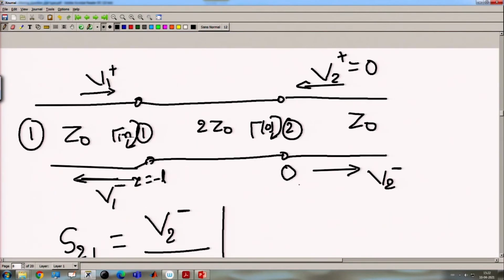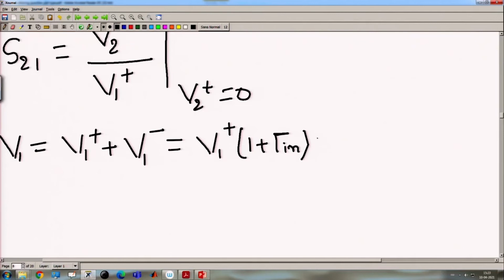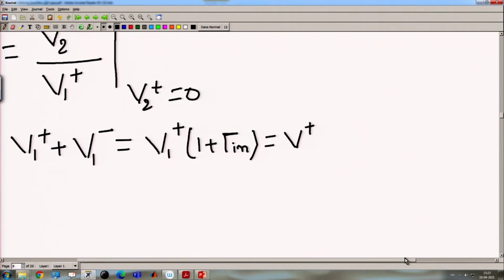For any transmission line, if the voltage on this side is V plus and the voltage on this side is V minus, then in terms of L we can write V 1, that is at Z equal to minus L, as V plus at Z equal to minus L. That is why it is e to the power j beta L minus 1 by 3, because the reflection is minus 1 by 3 for Z naught and 2 Z naught, V plus e to the power minus j beta L. This is the total voltage at port 1 in terms of L.